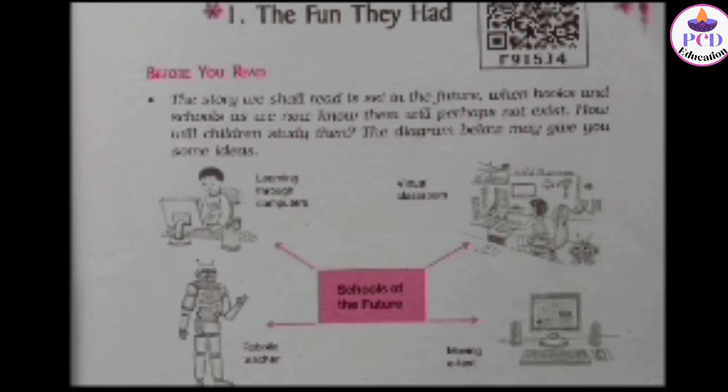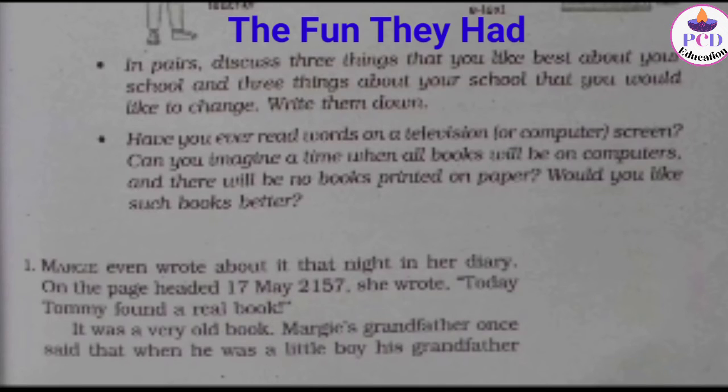Now we are going to the story slowly. Look at the first point. The story begins with a diary entry of Margie. Margie wrote her diary on 17 May 2157. 2157, this is a year, a futuristic year.